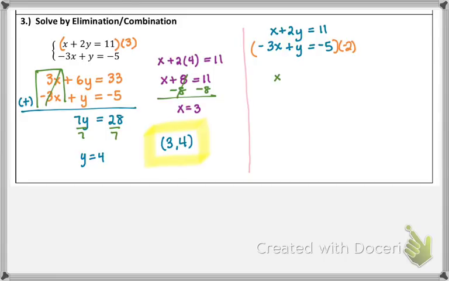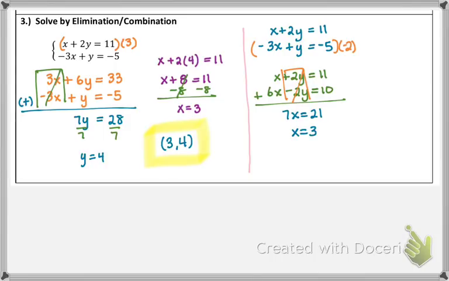Okay, then the first one would stay the same. The second one would become 6x minus 2y equals positive 10. Gotta multiply the negative 2 to every single term. And then when I add them, 2y and negative 2y would cancel out, and I would have 7x equals 21, and x would equal 3. And I would have that first variable.